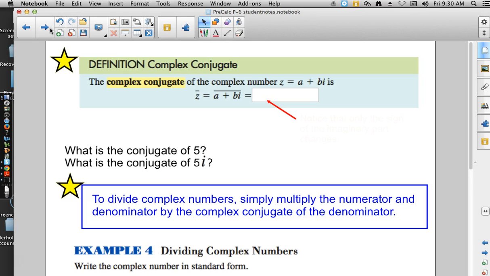Complex conjugate. Hopefully you remember this from, hey, if we had an i in the denominator, that's bad news, because i is the square root of negative 1. You can't leave that there. So what we do is we use this process of complex conjugates to get that.